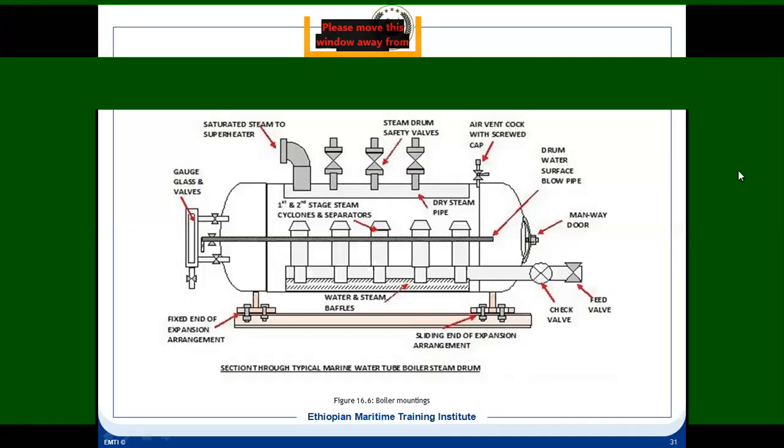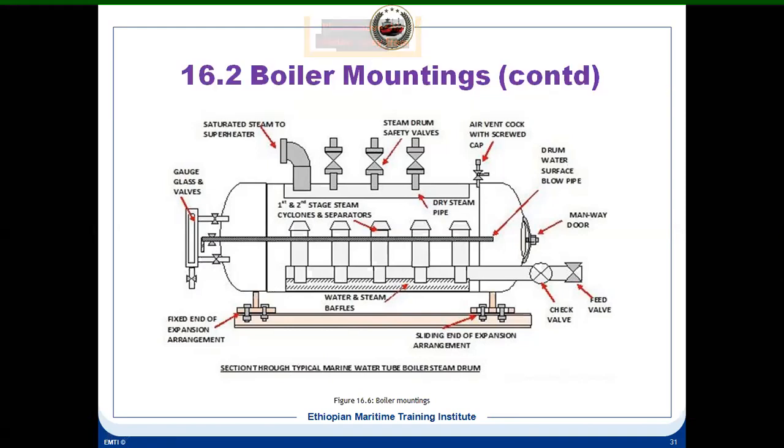Now, here we are looking at a horizontally mounted boiler. Here we have the gauge glass. Basically, this is the list of boiler mountings. You have your gauge glass over here with the inlet, the steam side and the water side cocks. You have the foot of the boiler, where one side is rigid and one side is expandable. Then you have the saturated steam going to the superheater. The superheater superheats the steam and then it is sent to the turbines.